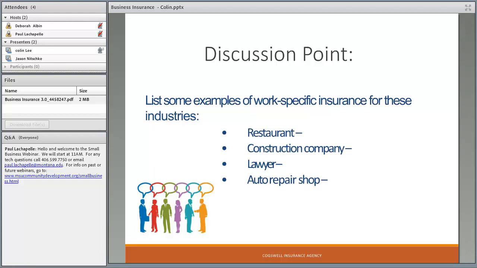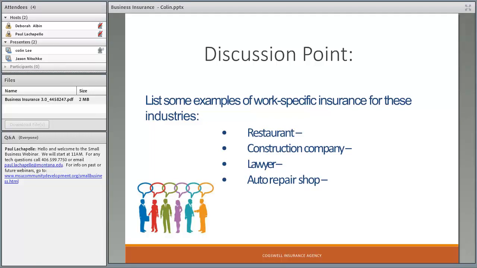Business income is another one. In the event that you're shut down, maybe you had a fire in the kitchen and you're shut down for two or three months, you're going to want to subsidize some of those receipts you were used to getting, because you're still going to have to pay your mortgage and the banks. Sometimes you'll even want to keep some of your employees on staff, so when you're back up and running you don't have to worry about losing them.